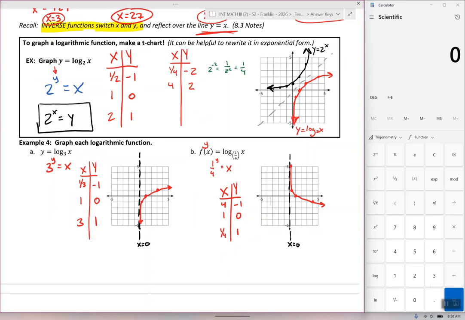Kind of flip-flops that. So there's graphing logarithmic functions. A little difficult potentially to wrap your head around, but once you get the idea, rewrite it as an exponential function and then use your y values as the inputs instead of x.